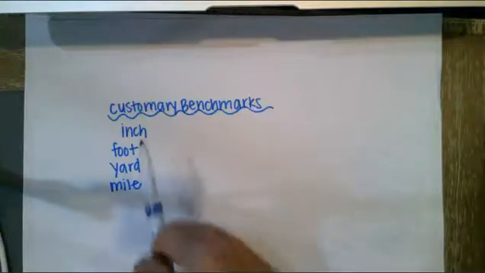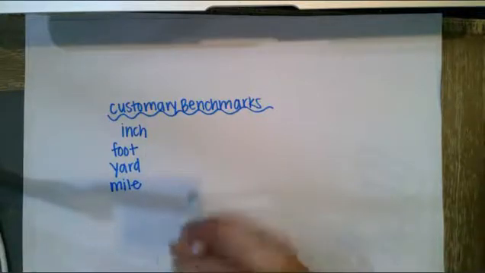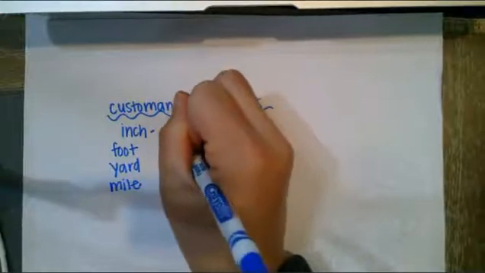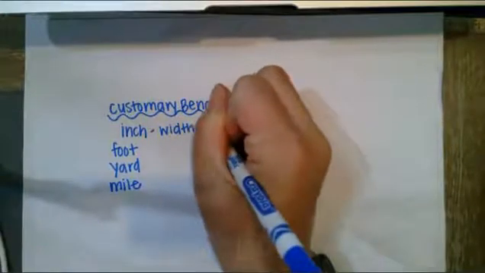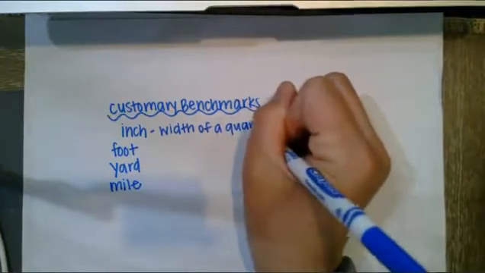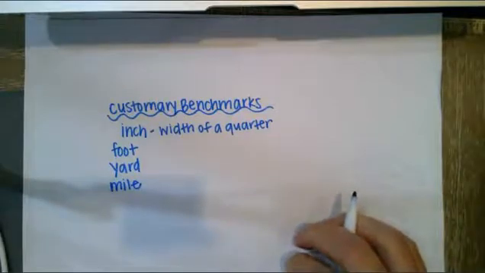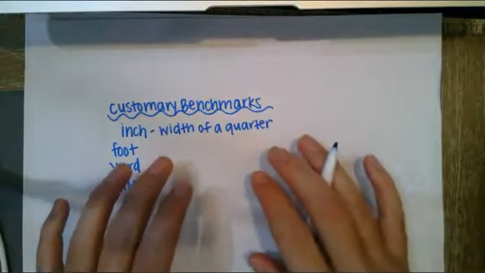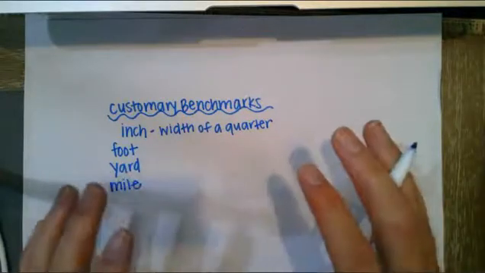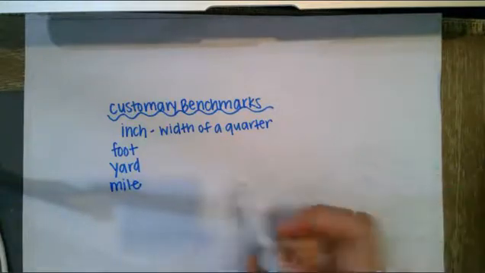Did you think of anything that's about an inch long? Well, if you were to look at a quarter, an inch is about the width of a quarter. I'm certain that everybody knows about the size of a quarter, so understanding that an inch is about the width of a quarter can help you when you're looking at another object and deciding if it's about an inch or not. Let's think about foot.